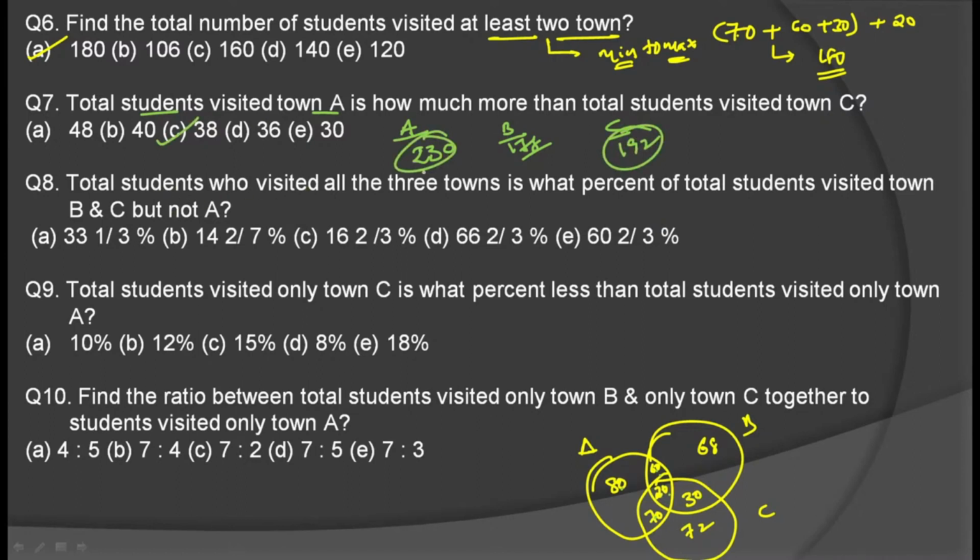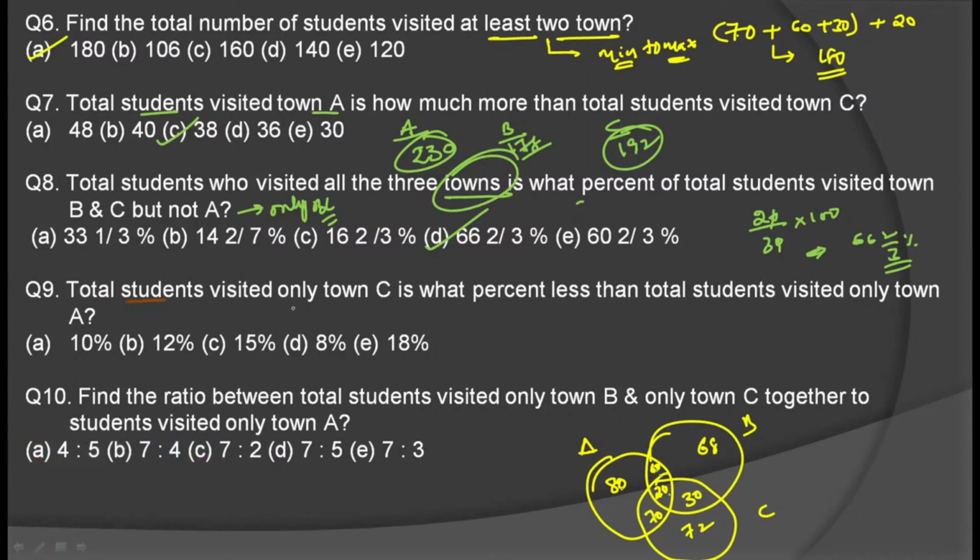The total students who visited all the three towns together is what percentage? Total students who visited town B and C but not A. Guys, town B and C visited only but not A. B and C means B and C only. So here 20 is what percentage of 30? So 20 is all the students who visited three towns divided by. We required B and C but not A, guys. B and C but not A means it's represented for only the BC portion. So 0, 0 cancel. 2 by 3 of 100, the value becomes 66.